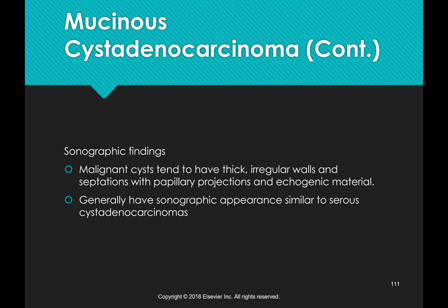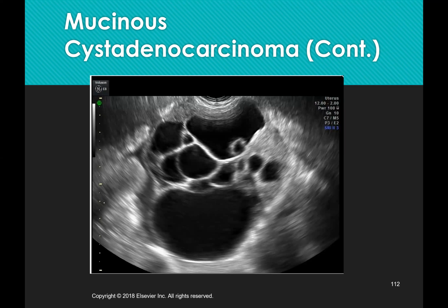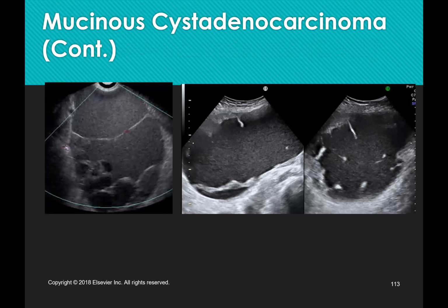Generally have sonographic appearance similar to serous cystadenocarcinomas. Again, you guys aren't going to be able to, and it's not your job to say, this looks like a serous or a mucinous cystadenocarcinoma. You would more describe the sonographic features, but it is good for you guys to know what it could potentially be. This is one very large mass. Look how large this one is.